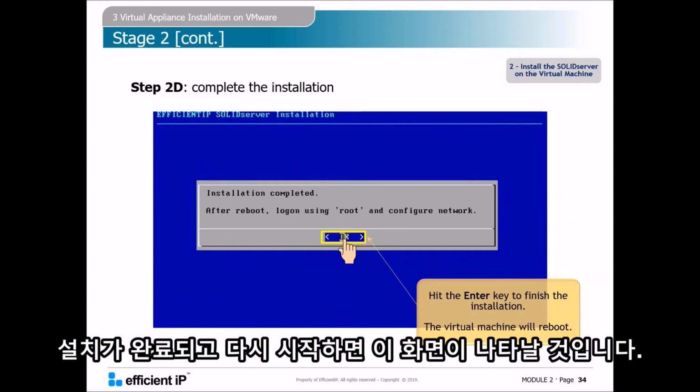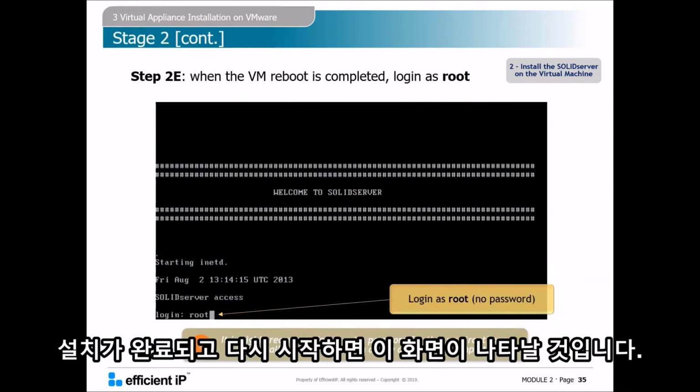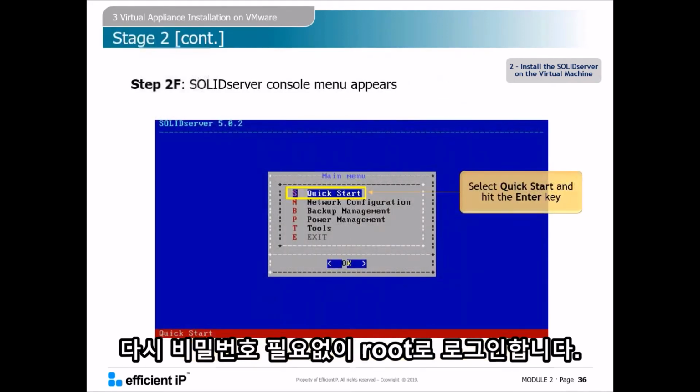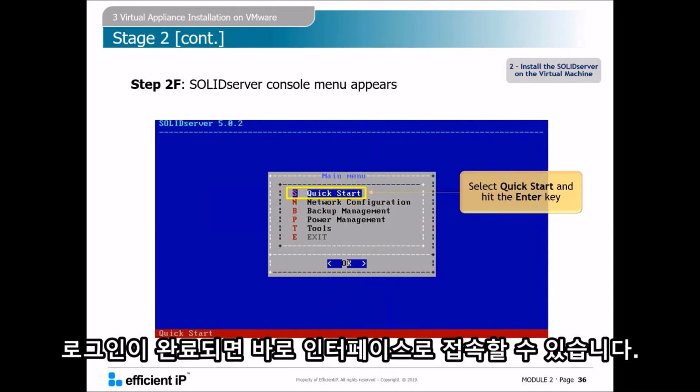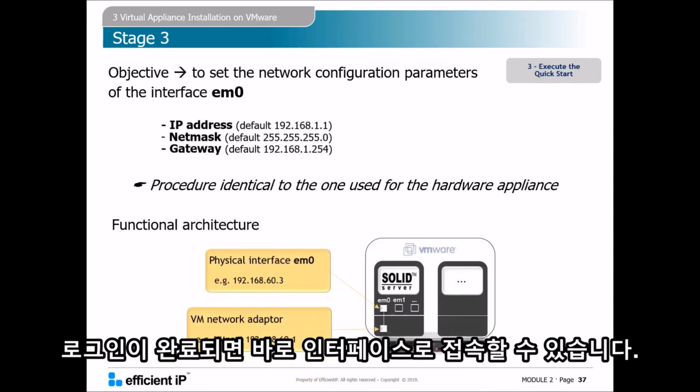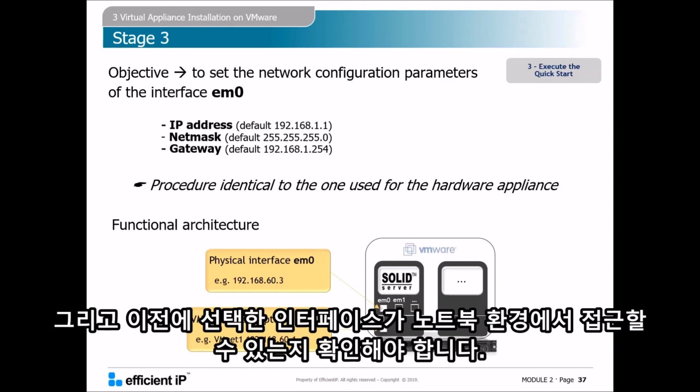So upon install completion, reboot again, and then this will appear. Again, log in as root, no password, and then perform the quick start. So once it's done, you can straight away access the interface. So you need to make sure that the interface that you selected previously can be accessed by your laptop or by the environment, right?